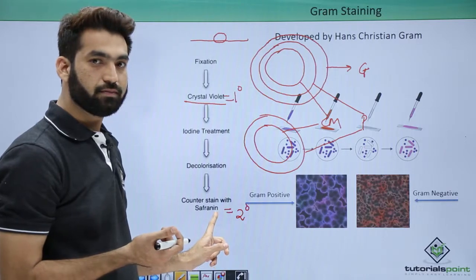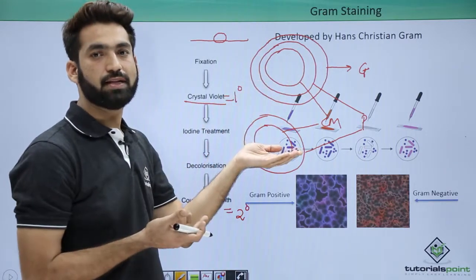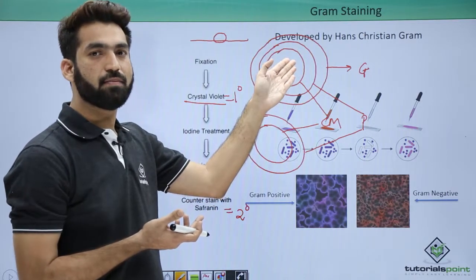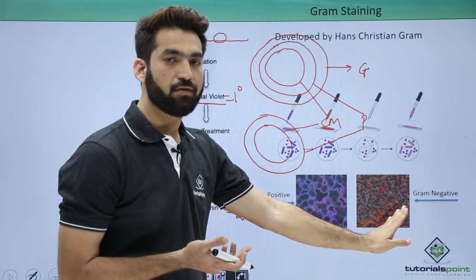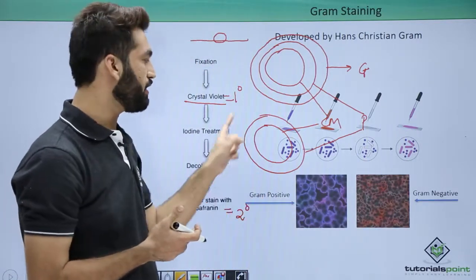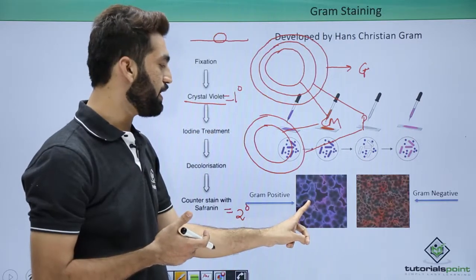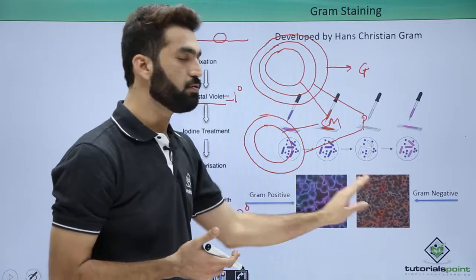So when you add safranin, the bacteria which have been decolorized, the gram negative bacteria, take the new color and look pink or red. The gram positive bacteria do not take the new color because the color is already there, and they still look purple blue. This summarizes the bacteria into two different classes.